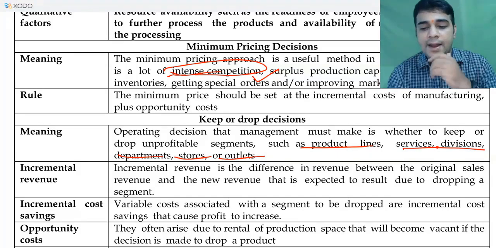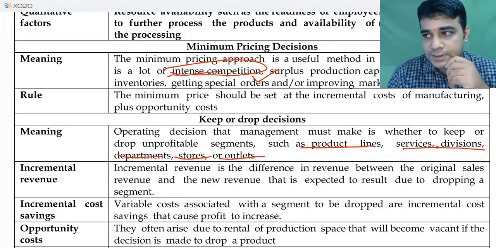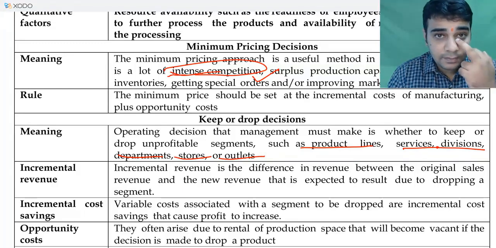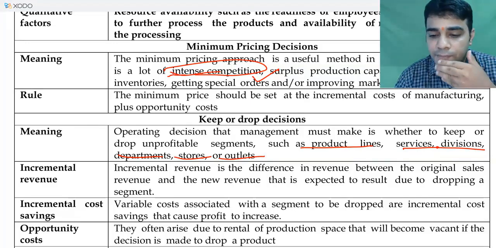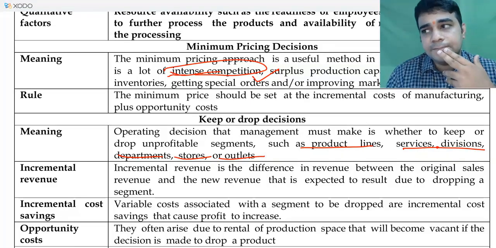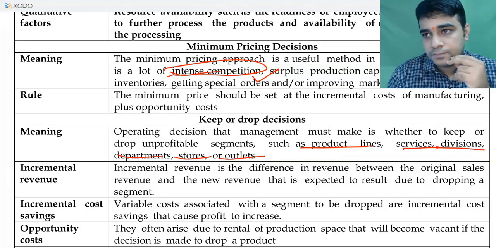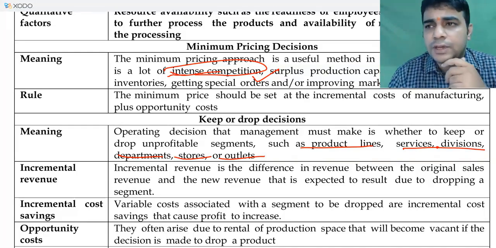Can you tell me, in analyzing keeping or dropping a product line, what are the qualitative factors you will take into consideration? Okay, impact on brand, impact on customer or loss of customers, termination of employees. What else? Termination of employees. Okay, possible future impact. Okay, to get into the market. What else?